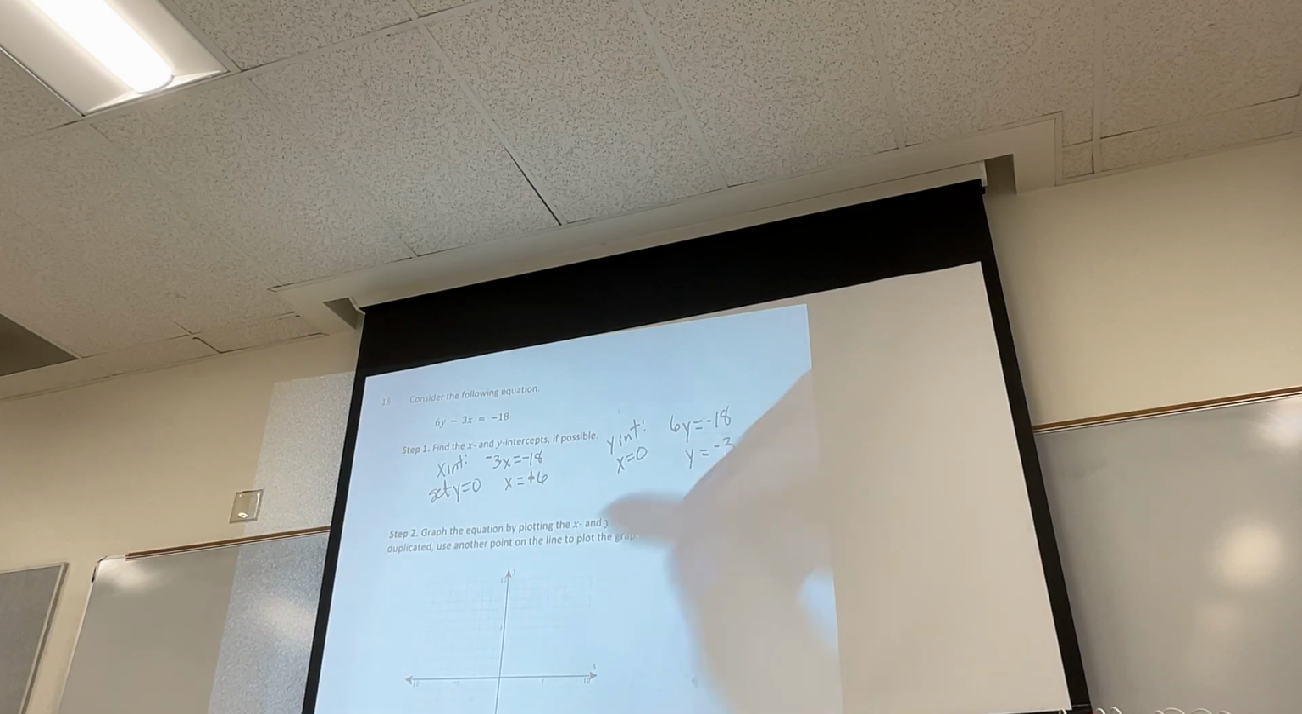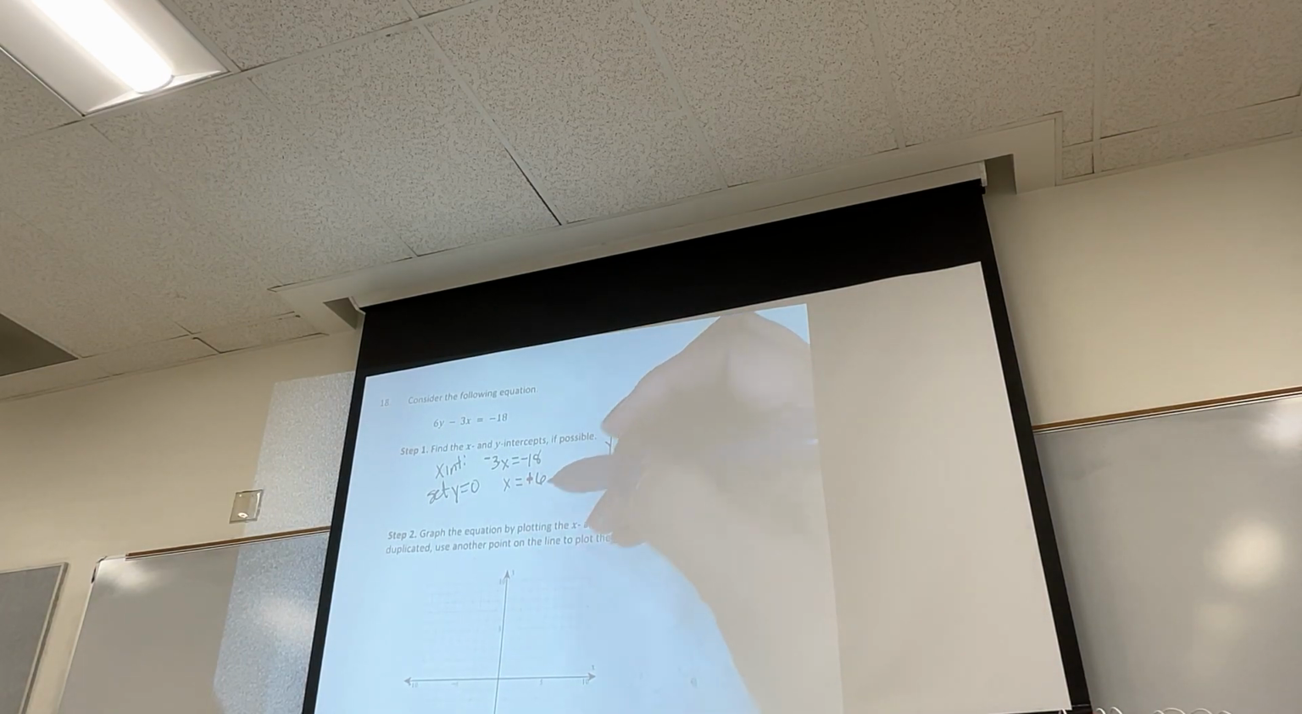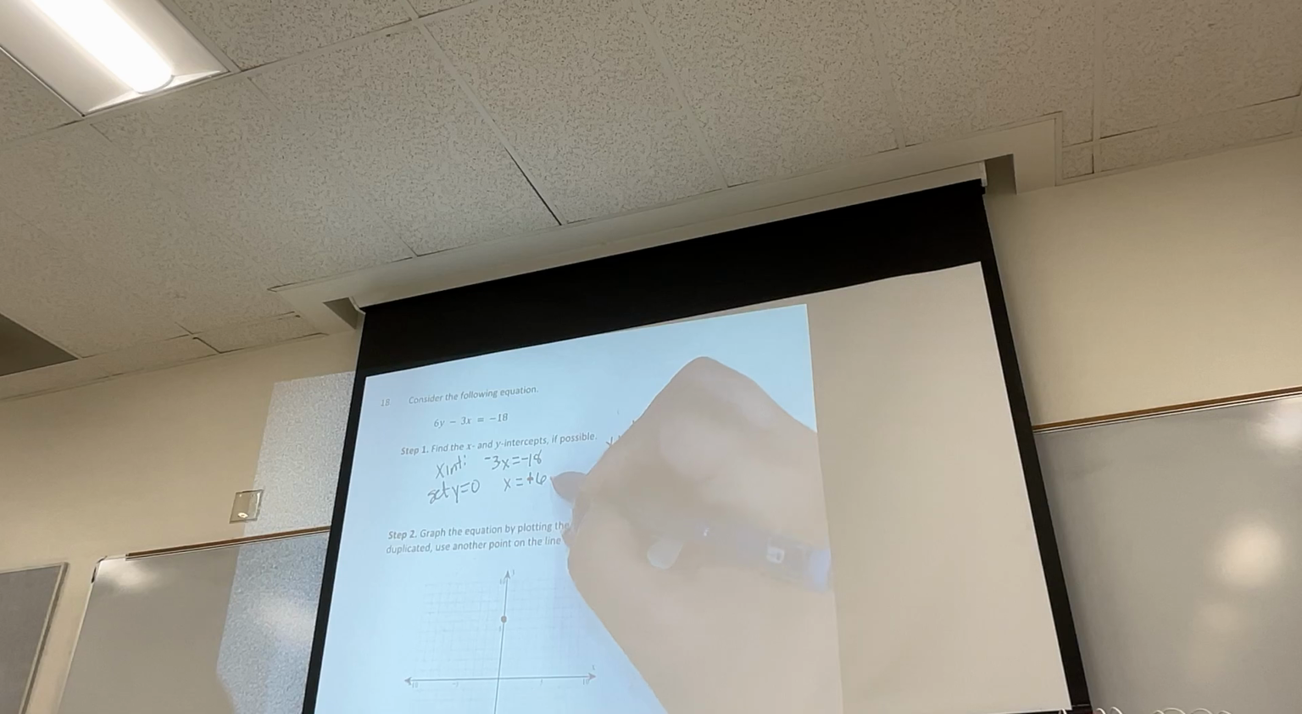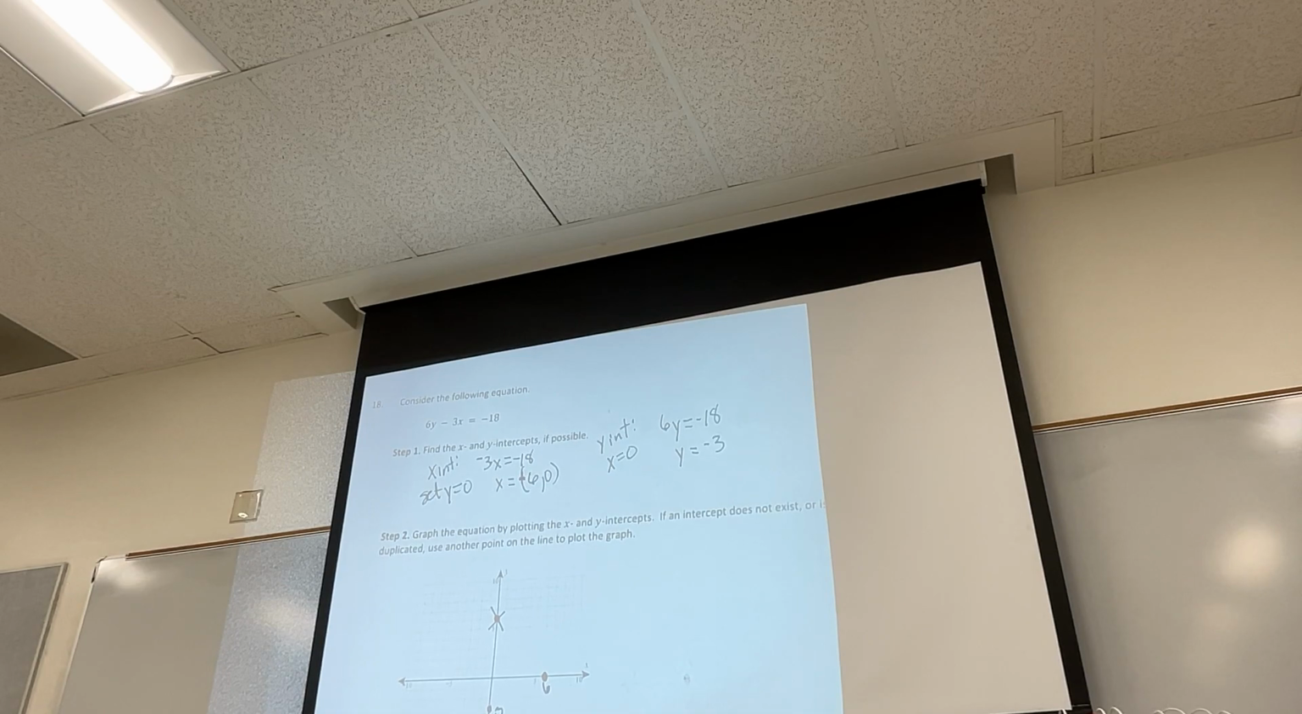Yes. All right, let's plot. 6, 0. And negative 3. Oh, wait a minute. That's an x, right? Dang, that's why I need my pencil. So we want x is 6, 0. This is my x-intercept, yes? Okay. My y is a negative 3 down here. Sorry. Ignore this one, okay? All right. And then we connect the dots. We got our line, yes?